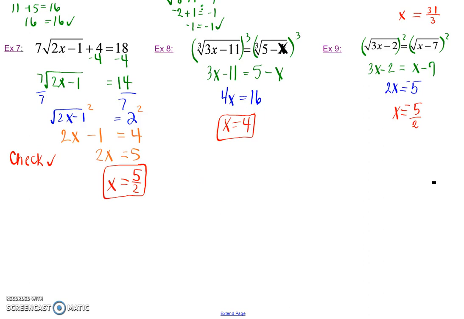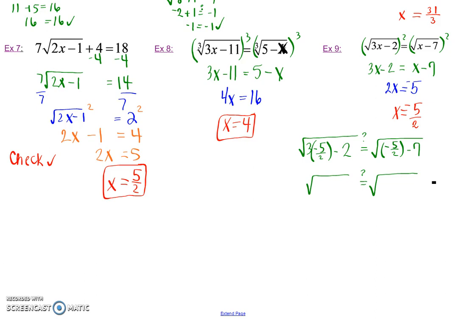Okay, now when we go to check example 9, let's see what happens here. So we've got the square root of 3 times negative 5 over 2 minus 2. We're going to see, is that equal to the square root of negative 5 over 2 minus 7. Okay? Now, here's the issue. When we go to figure this out, we're going to end up with imaginary solutions. Something that we can't quite find the square root of, because we're dealing with real numbers here. We want to know the real solutions to these equations.